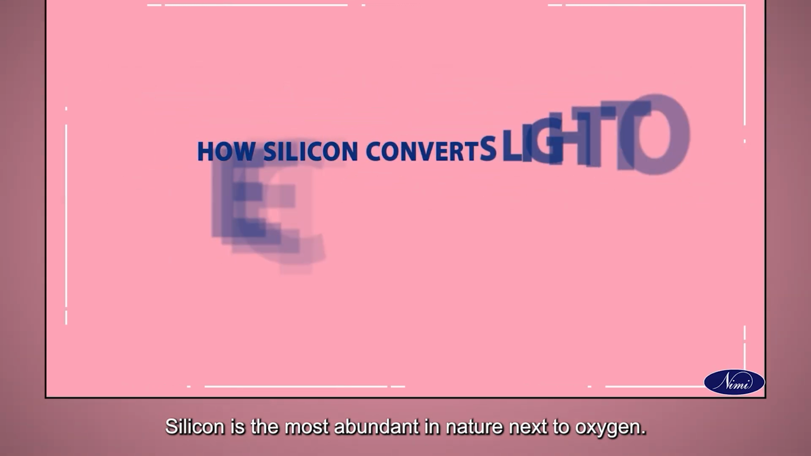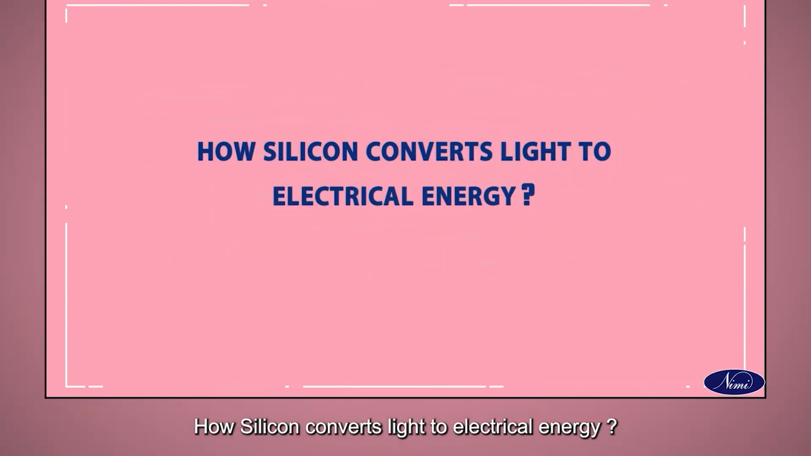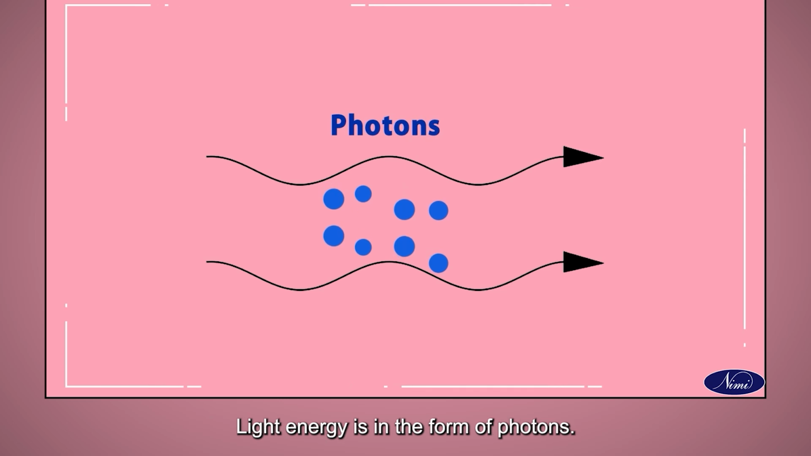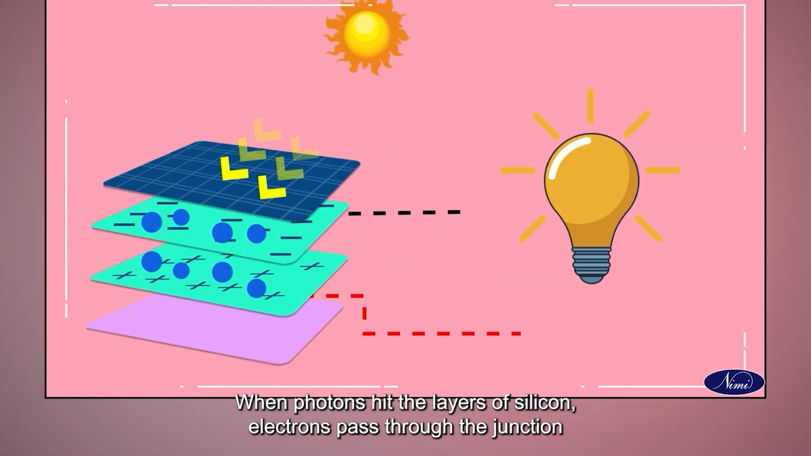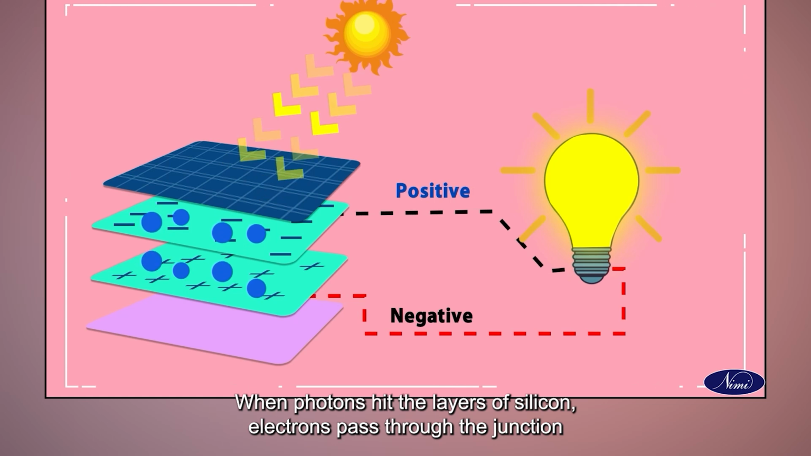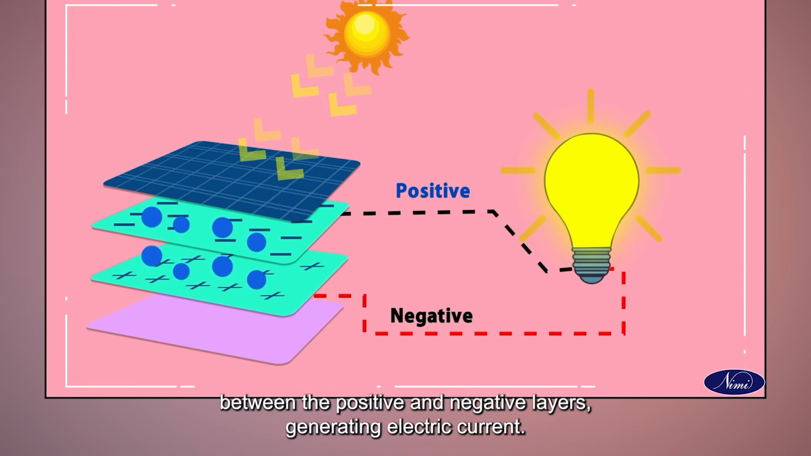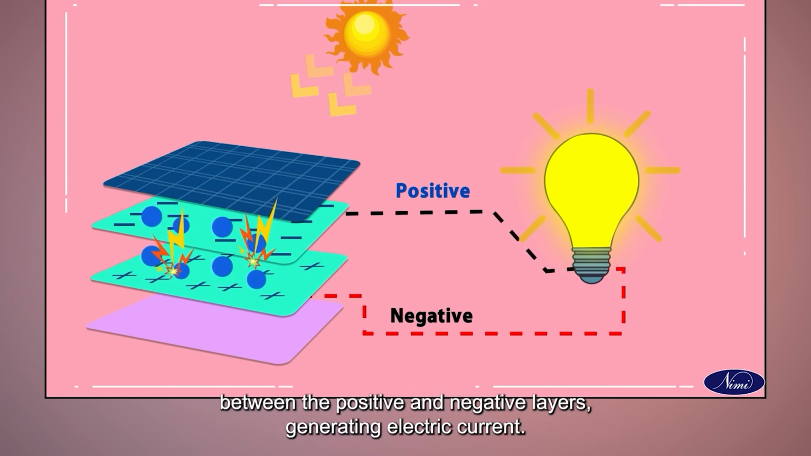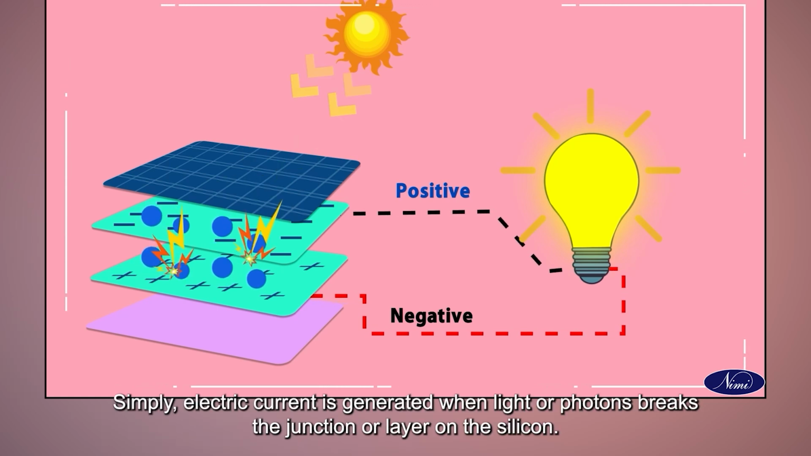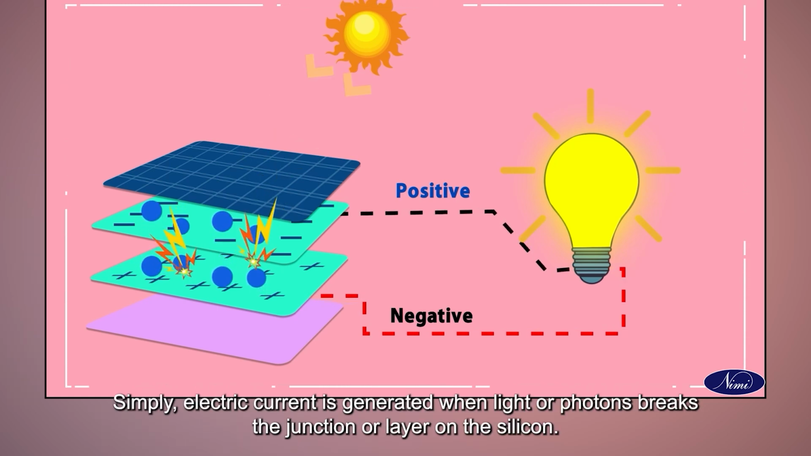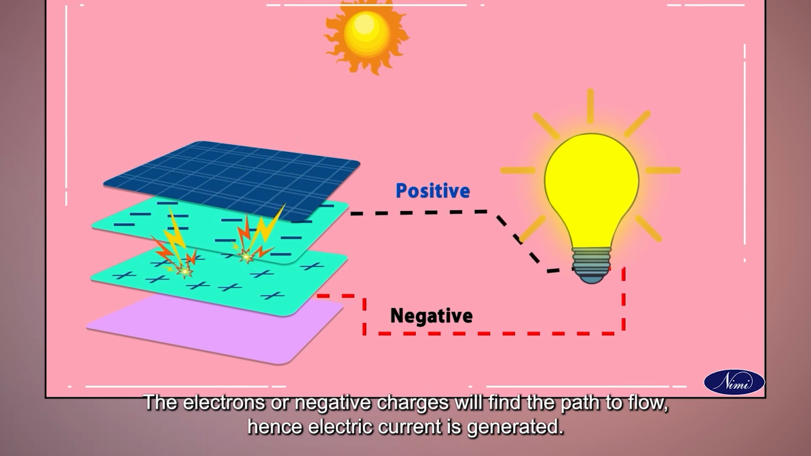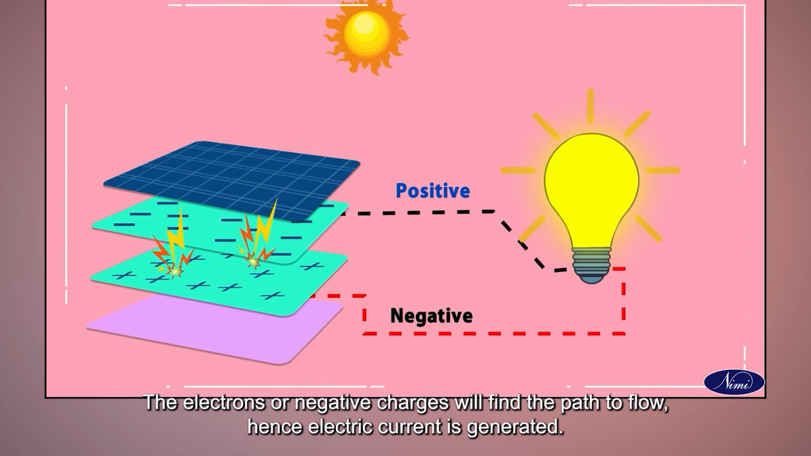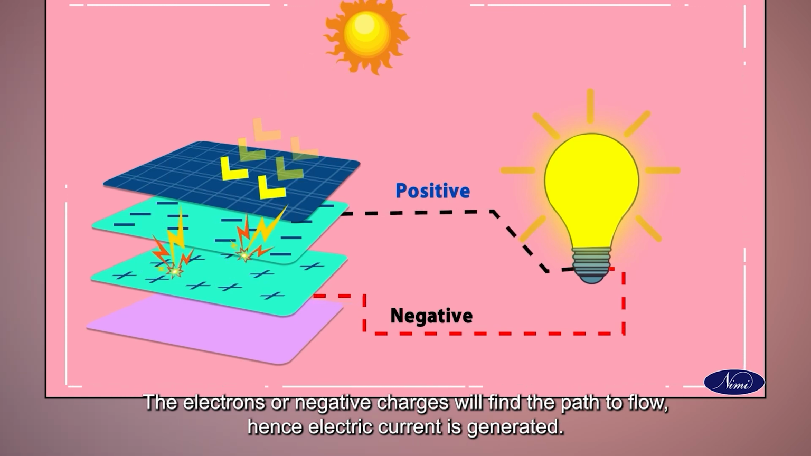How does silicon convert light to electrical energy? Light energy is in the form of photons. When photons hit the layers of silicon, electrons pass through the junction between the positive and negative layers, generating electric current. Simply, electric current is generated when light or photons break the junction or layer on the silicon. The electrons or negative charges will find the path to flow, hence electric current is generated.